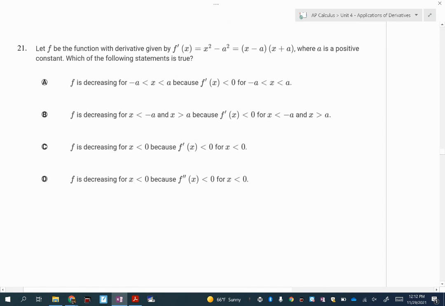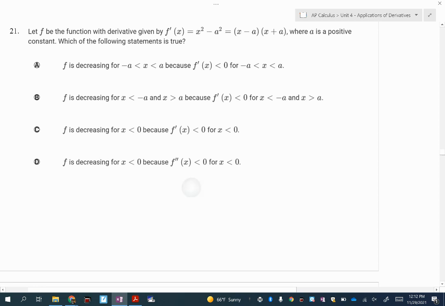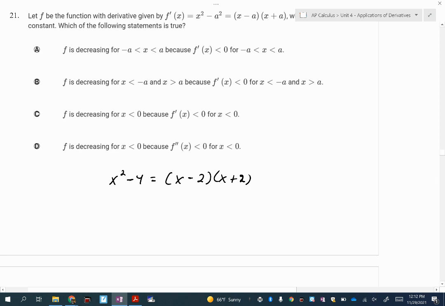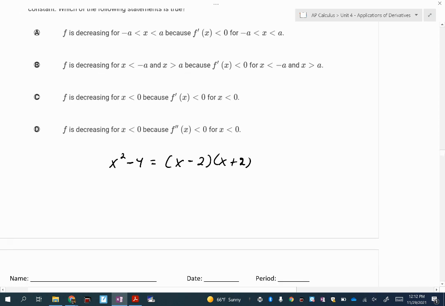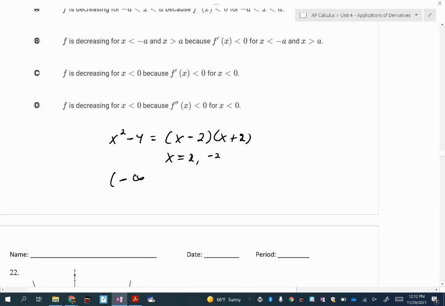Now this one says that we have a function, and the derivative is essentially the difference of two squares. So when I did this problem, I just made up my own difference of two squares as x squared minus 4. So I have x minus 2, x plus 2. Let me write down my two numbers here. So x equals 2 and -2 for my critical points. So negative infinity to -2, -2 to 2, and 2 to infinity.